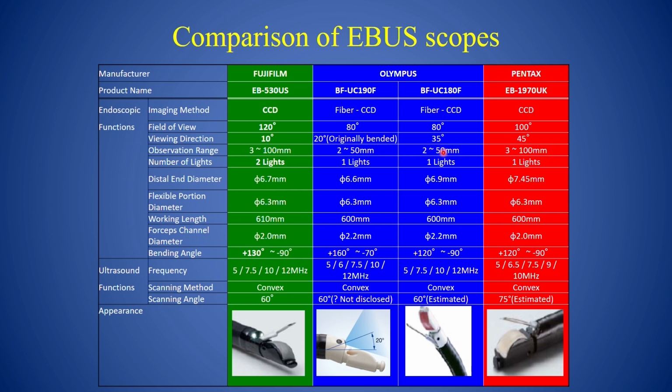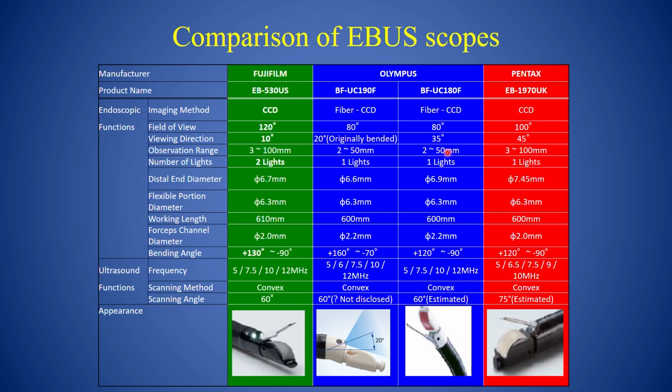Pentax has a little more disadvantage, with a 45 degrees forward viewing angle. You just imagine you're walking, instead of visualizing straight, you're almost walking looking upwards. That's the disadvantage with the oblique viewing. The distal end diameter is the least for the Olympus 190 series scope. It's 6.3 millimeter, and it is much larger for the Pentax and the Fujifilm scope.